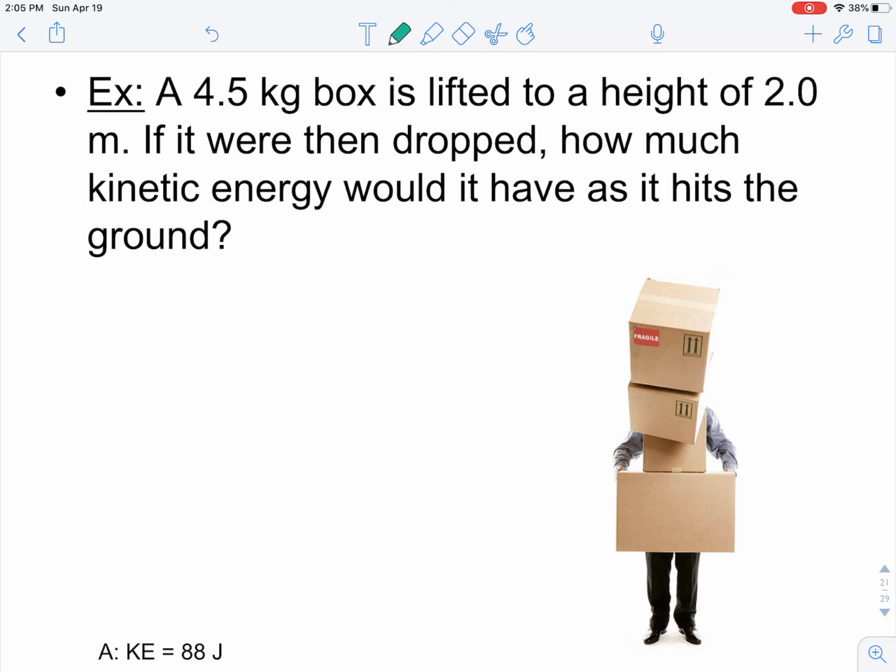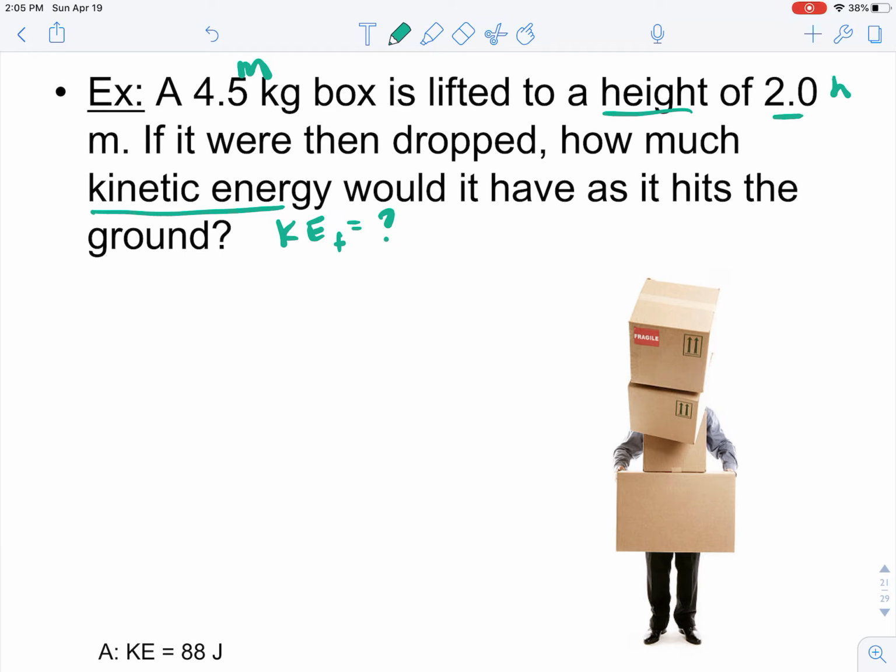These are going to be the math examples for your conservation of energy notes. So let's say a 4.5 kilogram box is lifted to a height of 2 meters. Things we know, we should get in the habit of still labeling things. A height of 2 meters, then dropped. How much kinetic energy would it have as it hits the ground?